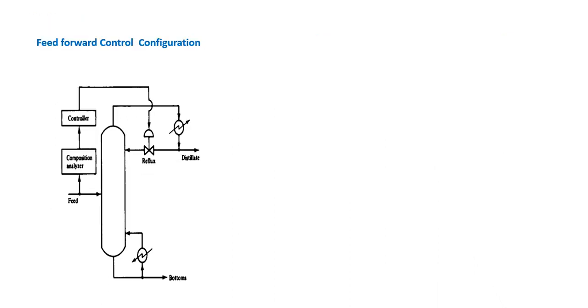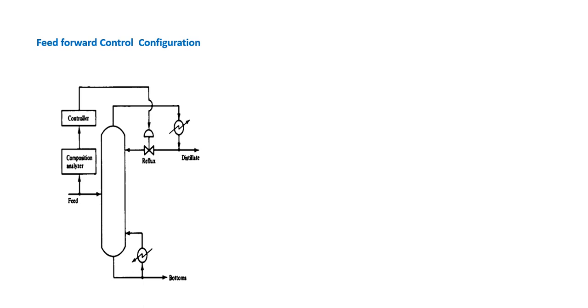Now let's look at the second type of controller configuration on the same system, that is feed forward. In this feed forward we analyze the disturbance. The disturbance is the composition in the feed. The feed composition goes into the controller. The controller, with some calculation, decides whether the reflux is to be opened or closed. Now I'll explain in a very simple way. Suppose in order to achieve 95%, let's assume that the pentane in the feed should be at least 60%.